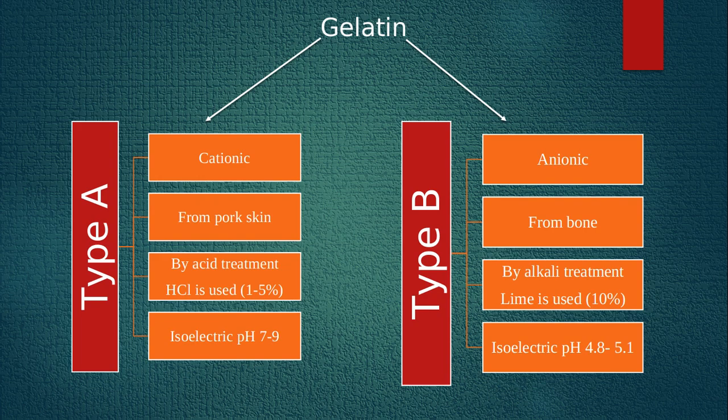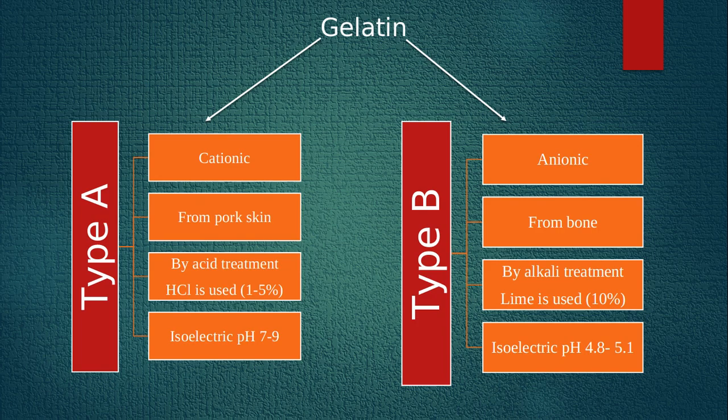And the next point is how to remember from which treatment type A or type B is obtained, means by acid treatment or base or alkali treatment. So A for acid and A for type A, so we can easily remember. While for type B, another name for alkali is basic, base. So B for base, so we can easily remember them.